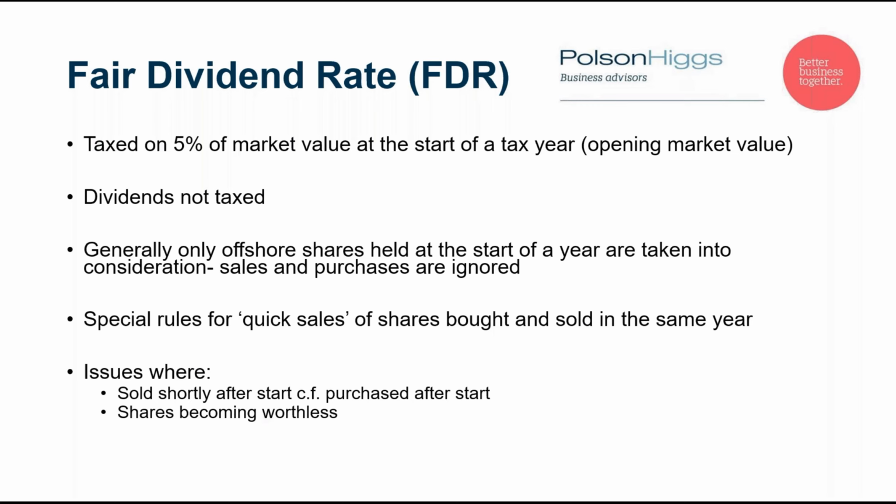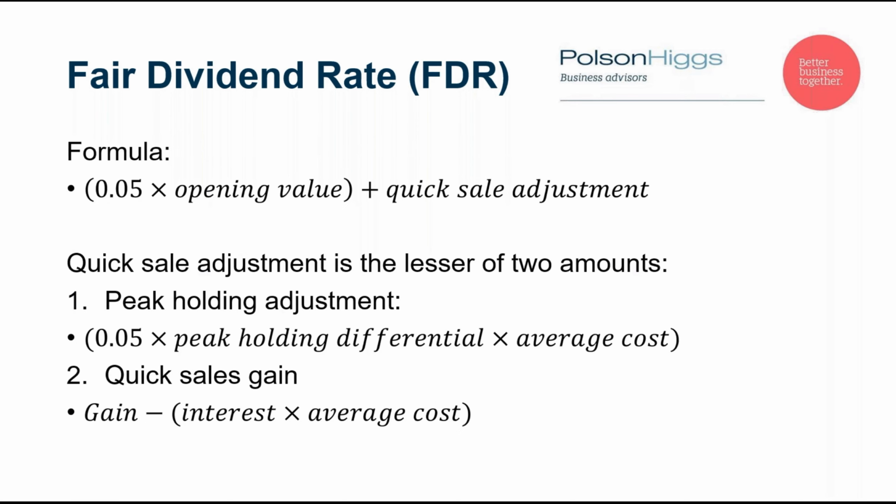The other special area is where I buy and sell shares during a year. So as I said, generally speaking, we don't care about purchases and sales, but where I buy and sell the same share during a year, I may have to make an adjustment. And we'll have a look at that adjustment in a couple of slides. So again, this slide here is just confirming our calculation formula, 5% of the opening market value plus my quick sale adjustment.